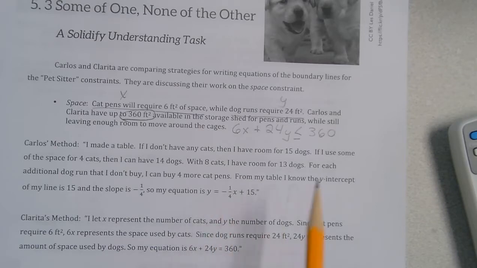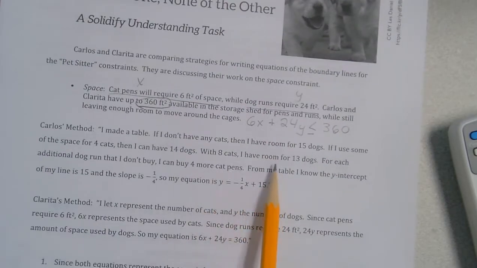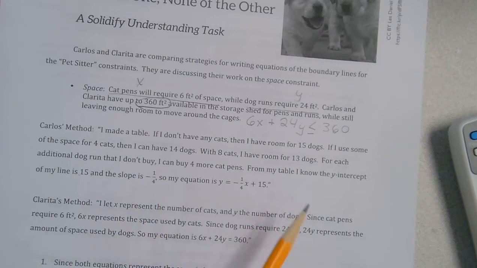So now it says Carlos's method. I made a table. I don't have any cats. Then I have room for 15 dogs. If I use some of the space for 4 cats, then I can have 14 dogs. With 8 cats, I have room for 13 dogs. For each additional 4 cat pens I buy, I get 1 fewer dog run. From my table, the slope of the line is -1/4. So my equation is y equals -1/4 x plus 15.